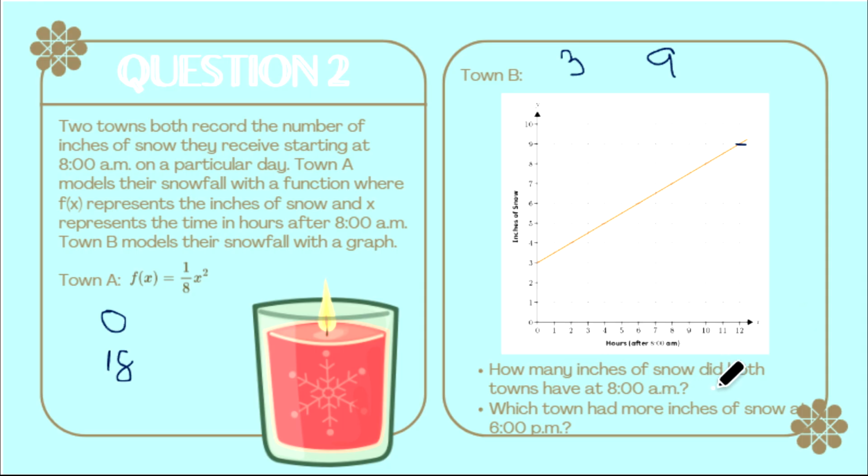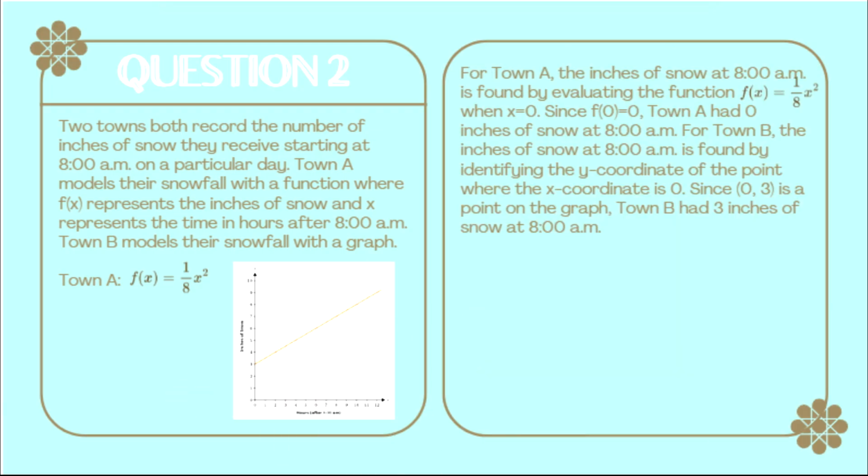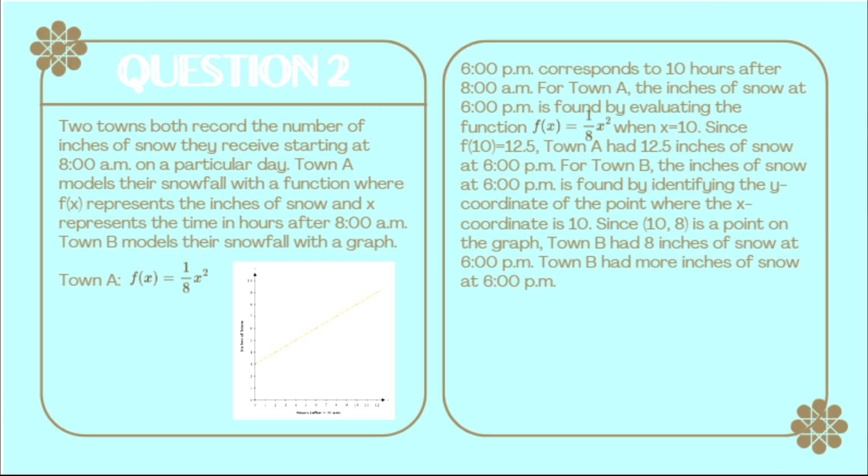Well, one had 0 inches and one had 3. And which town had more inches of snow at 6? Town A had more at 6. Okay, so it says town A had 0 inches of snow at 8. Town B had 3 inches of snow at 8. So we got that right.